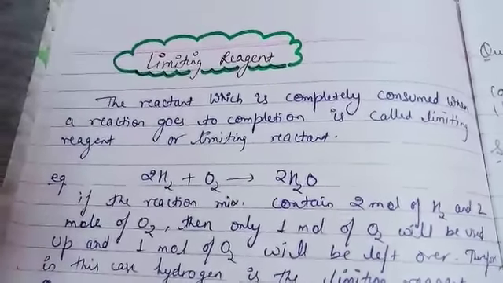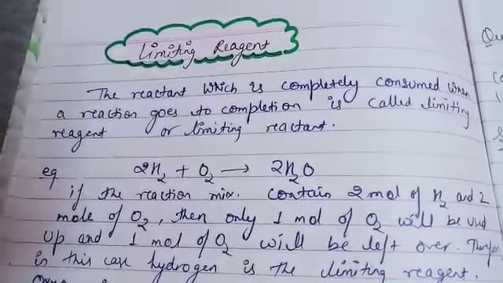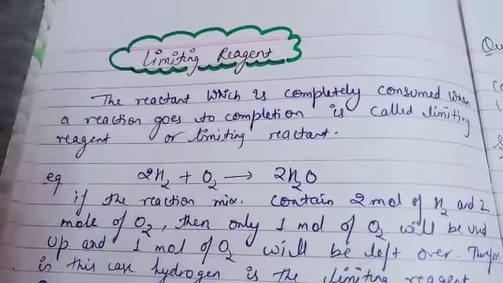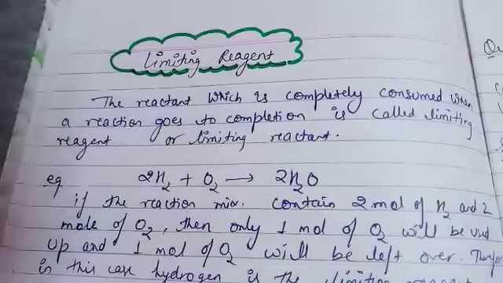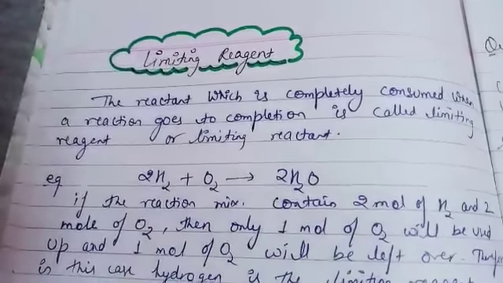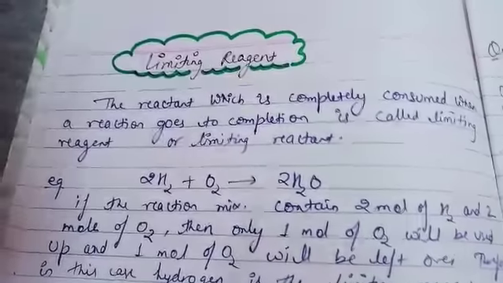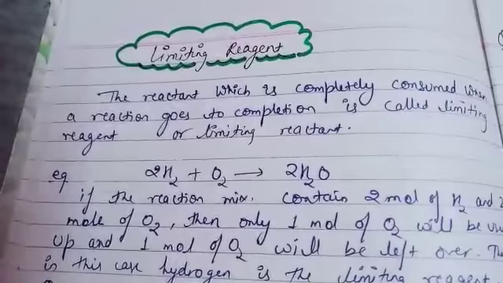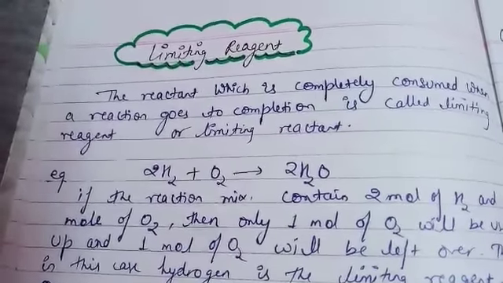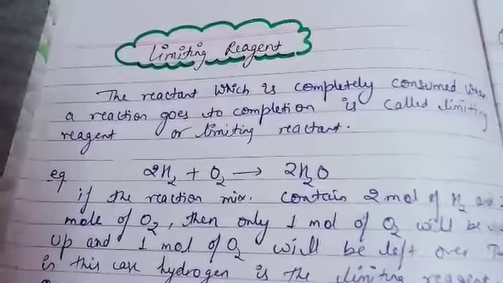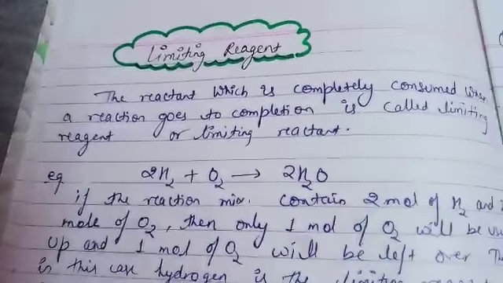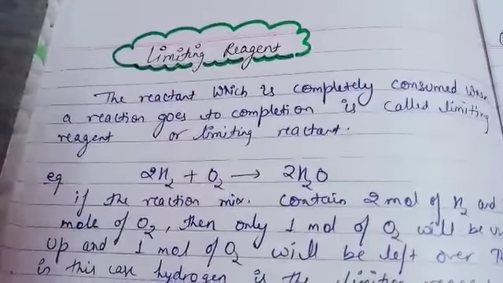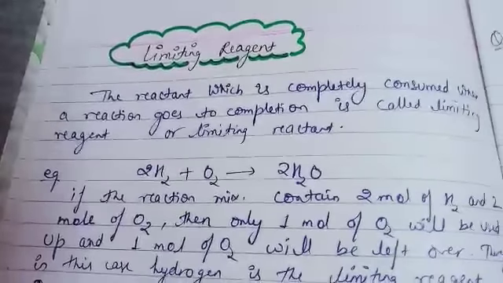Actually, the reagent that limits the reaction. Or in other words, you can say the reactant which is completely consumed in a reaction. Compared to the other one, that one is known as limiting reagent. जो भी reaction में पहले खत्म हो जाएगा, consumed first, as compared to the other one, that one is known as limiting reagent. And the extra one which is still remaining in a reaction is known as excess reagent.